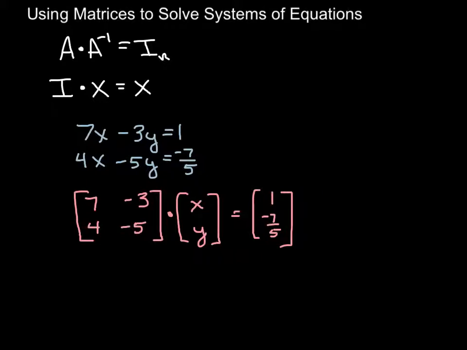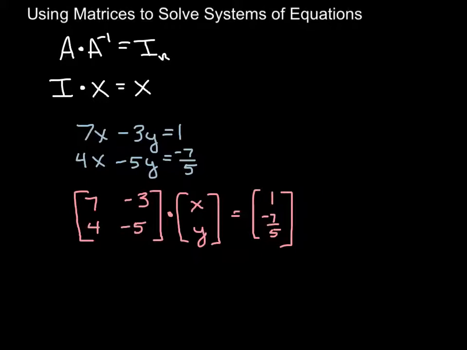You would do 7 times x plus negative 3 times y, which is 7x minus 3y. And the second row would be 4 times x plus negative 5 times y, which is 4x minus 5y, and equals 1 and negative 7/5. So these are basically the same thing. We're just going to be using matrices now.